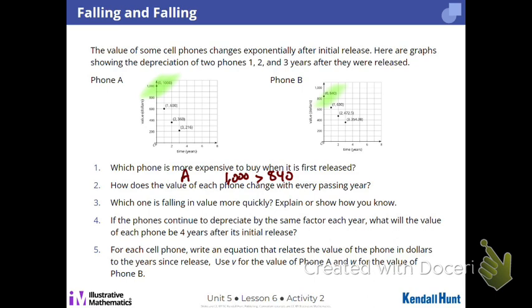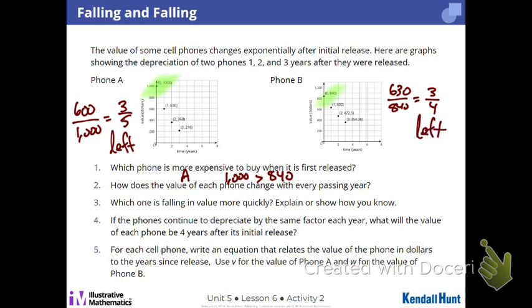Okay, now let's look at how they change with each passing year. So from price A, I was left with 600 out of 1,000, which is 3/5 left. Or we could say we're losing 2/5. For phone B, we're left with 630 out of 840. That is 3/4. This is what's left. Or a loss of 1/4. Okay, so that's going to answer number 2.